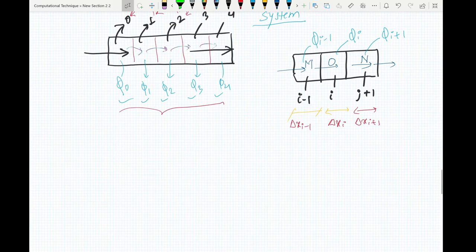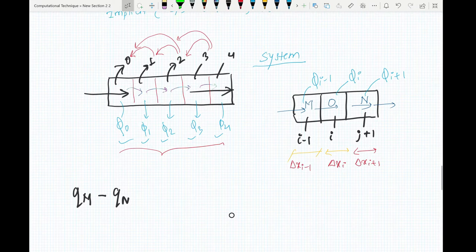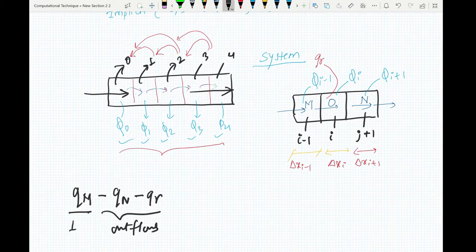We'll use our main equation, which is QM, which is the inflow, minus QN, which is the outflow. And we can say that we have some kind of withdrawal, that is QR. So minus QR, these two are the outflows. This is the inflow, equals the rate of change of storage. So here you will have S d phi by dt.